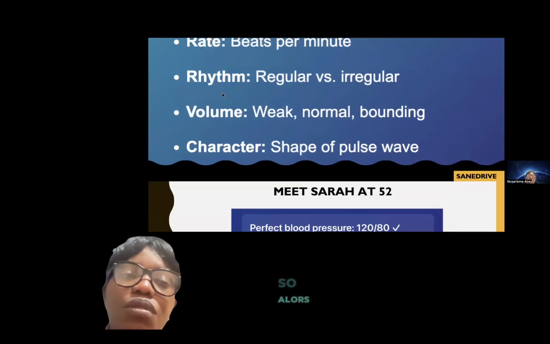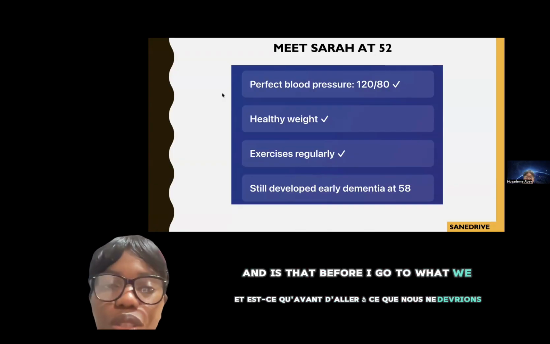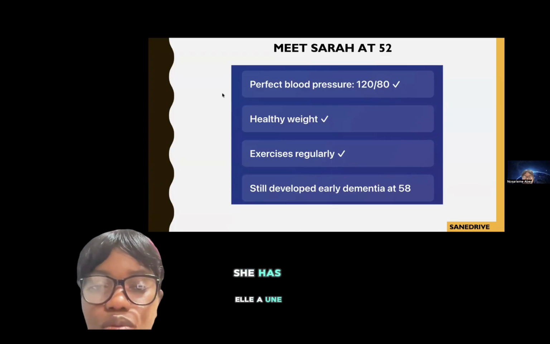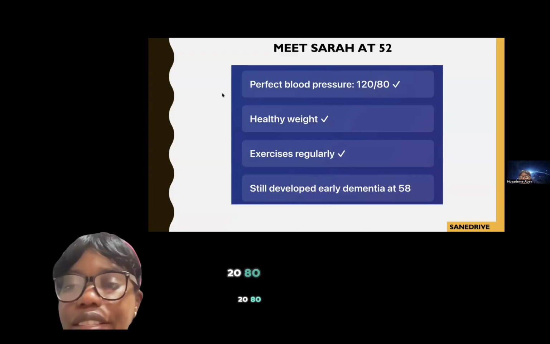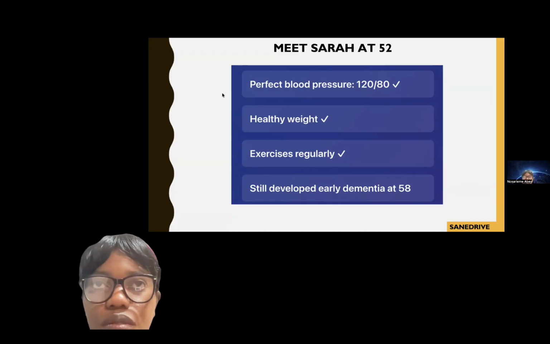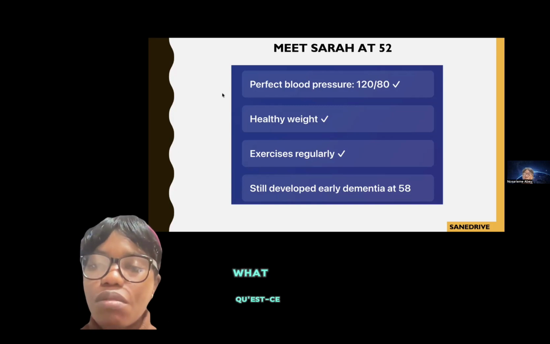And also the character. Before I go to what we should note, let's give a case study of a woman who is 52, and she has good health. She monitors her blood pressure. She runs. I think her blood pressure was around 120/80, but over time she came down with dementia, around 58 years of age. She had this early onset of dementia, and we asked, what could have happened?